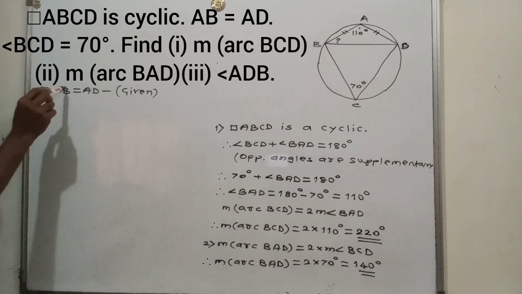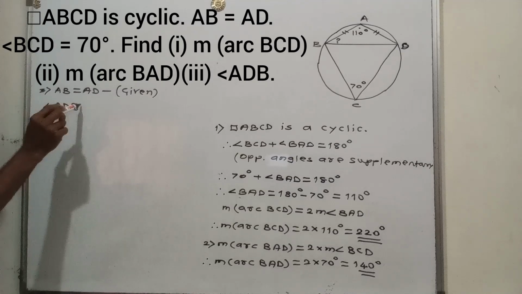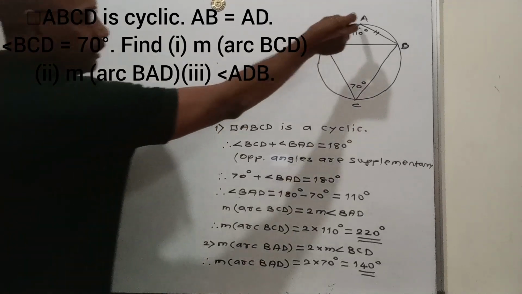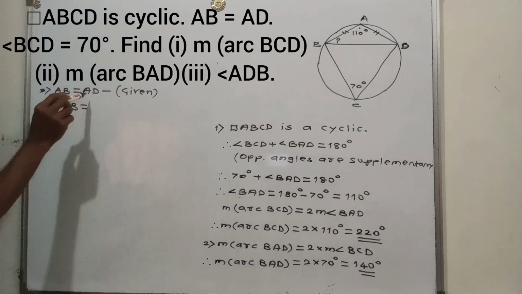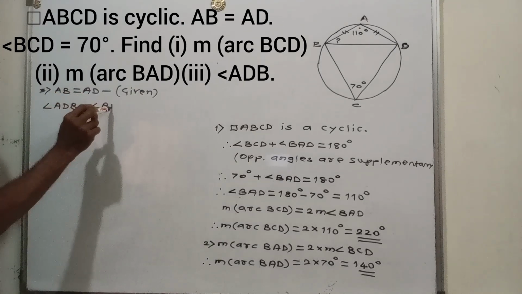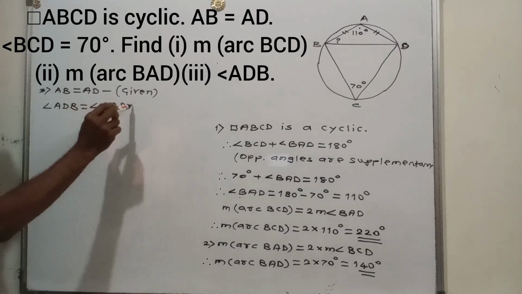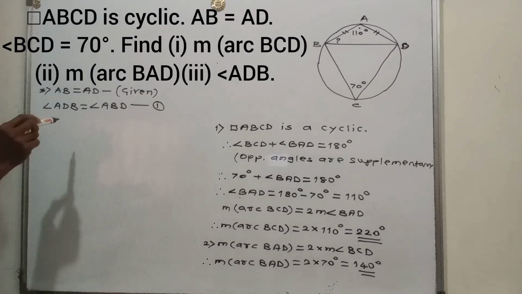Therefore, the angle opposite to AB is ADB, and the angle opposite to AD is ABD. This is our equation number 1.